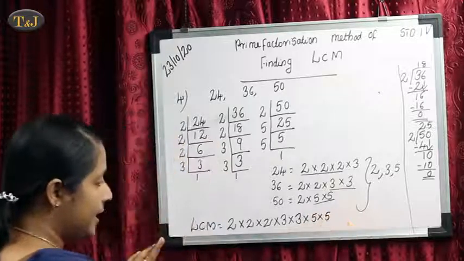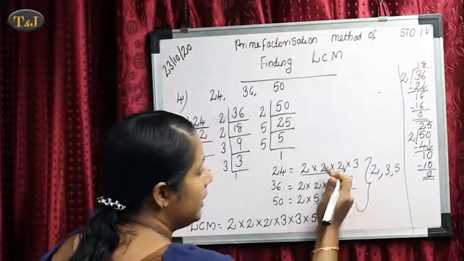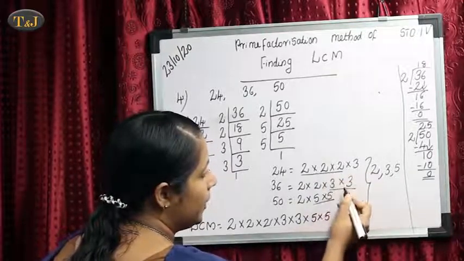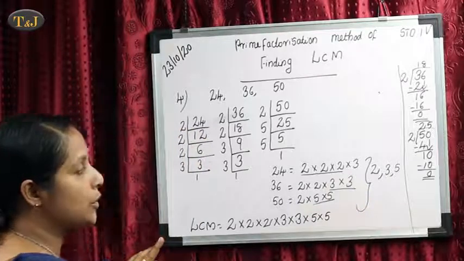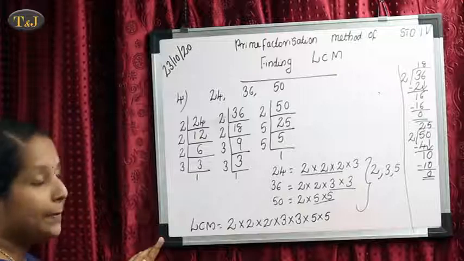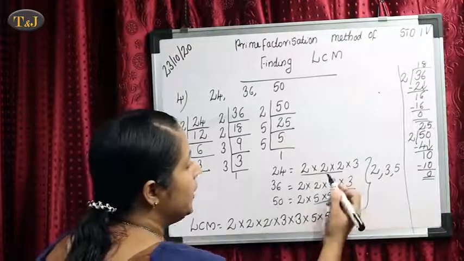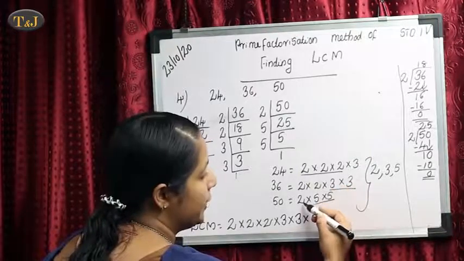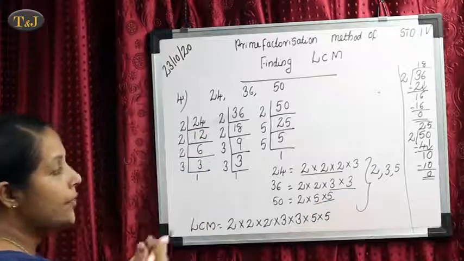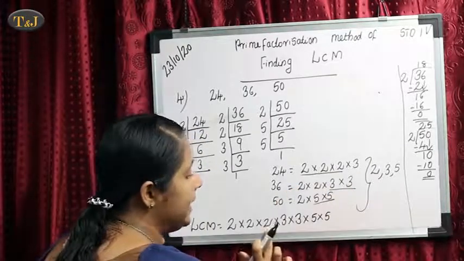Okay, how can we write the LCM here? First we select the prime numbers of these numbers. Here the prime numbers are 2, 3, 5. Our LCM is the product of prime numbers that appear the maximum number of times. In the first number, 2 is repeated 3 times. Here 2 is repeated 2 times. Here 2 is repeated 1 time. So we select the maximum number of 2s, that means 3 times 2.